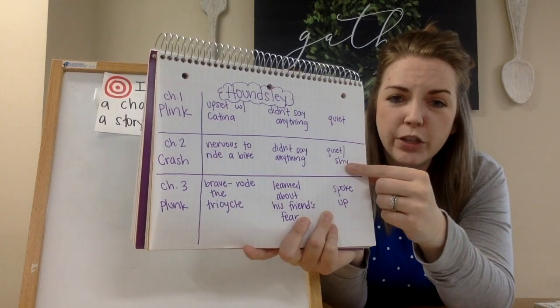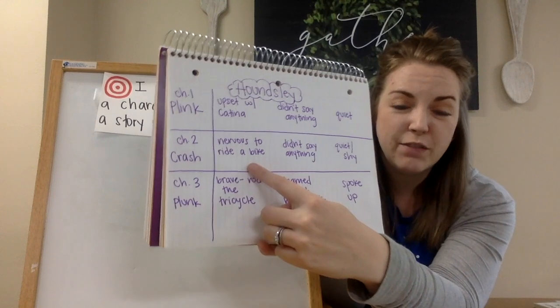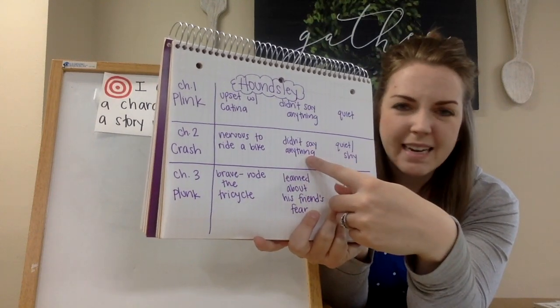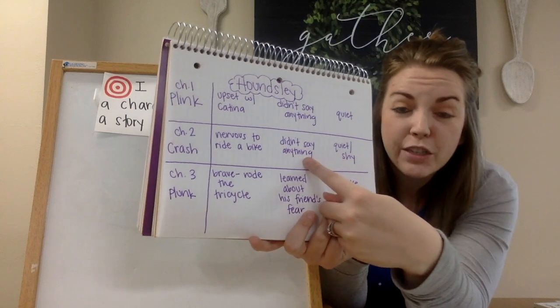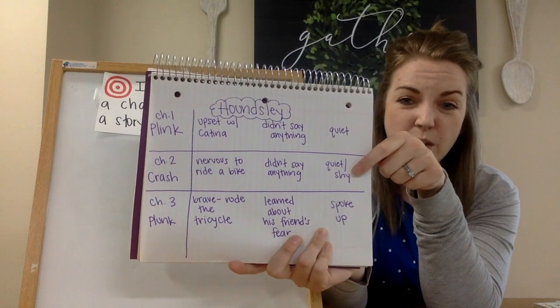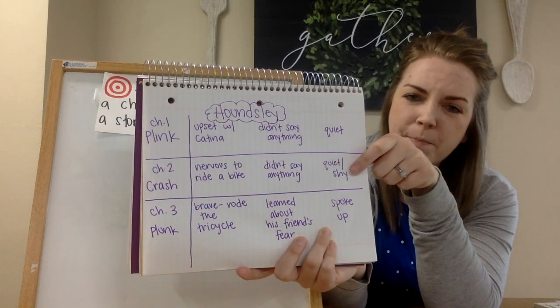And then in chapter 2, we saw something similar happen. He was nervous to ride a bike when his friends wanted to do it. But again, he didn't say anything. He didn't tell them that he didn't know how to ride a bike. So again, it makes me think that he's kind of quiet, maybe kind of shy. That might be why he's acting that way.